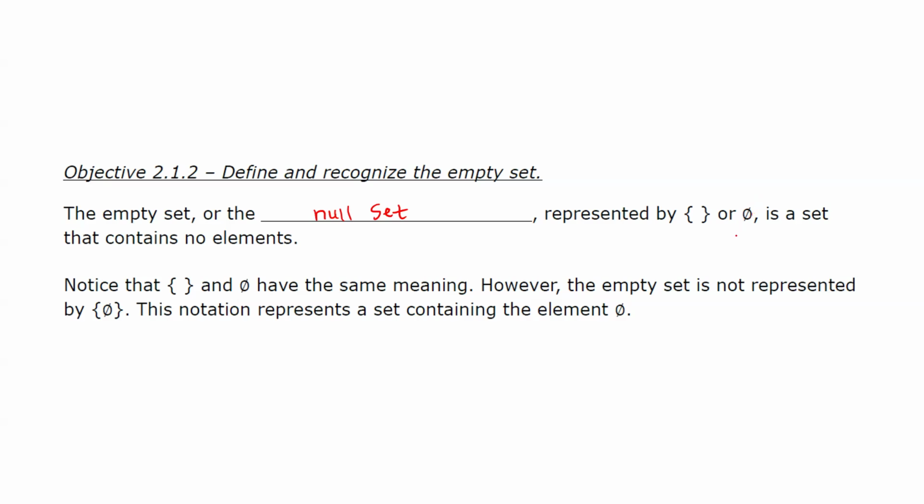All right, so this means that a set contains no elements within it. So notice that the braces and the circle with the slash through it have the same meaning. So you could see either one. However, the empty set is not represented with both of them combined. This notation represents a set containing the element of the empty set.